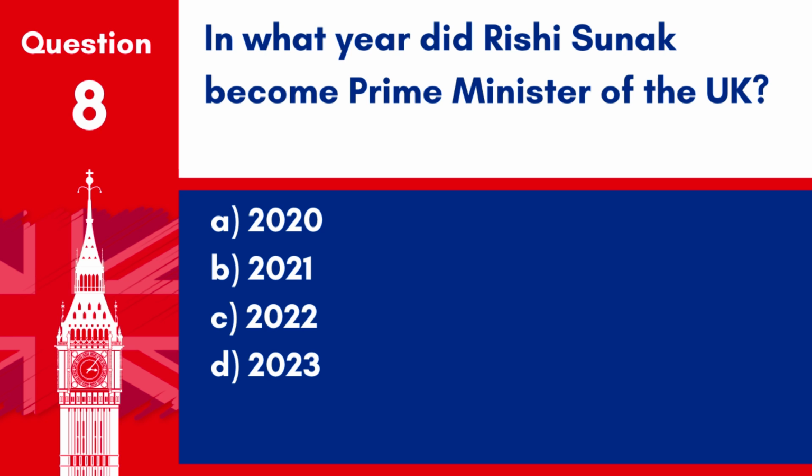Question 8. In what year did Rishi Sunak become Prime Minister of the UK? A. 2020. B. 2021. C. 2022. D. 2023. Answer: C. 2022. Rishi Sunak became Prime Minister of the UK in 2022.